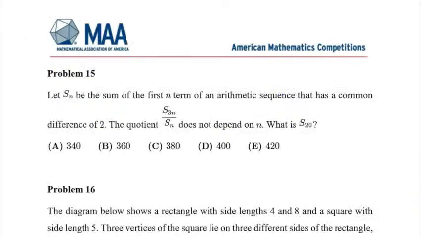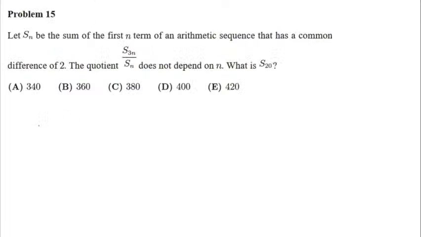AMC 10B 2022, problem number 15. Let Sn be the sum of the first n terms of an arithmetic sequence that has a common difference of 2. The quotient S sub 3n over S sub n doesn't depend on n. What is S20? Okay, if we consider Sn, the first term, for example, is a, because the common difference is 2. The next term is a plus 2. The next term is a plus 4. And if you want to find the nth term, it will be a plus 2 times n minus 1. It is an.